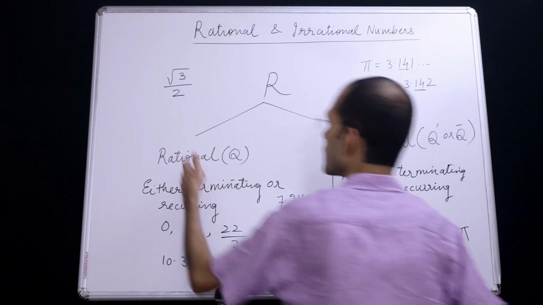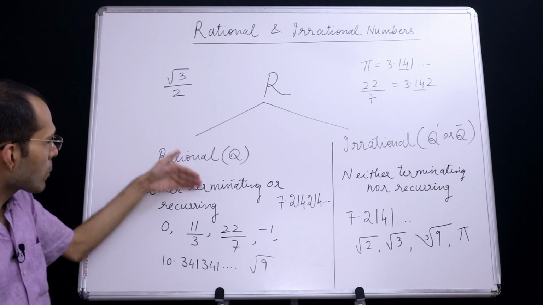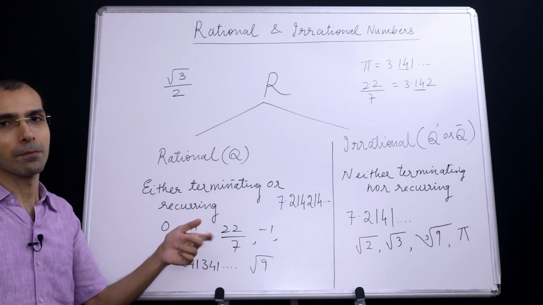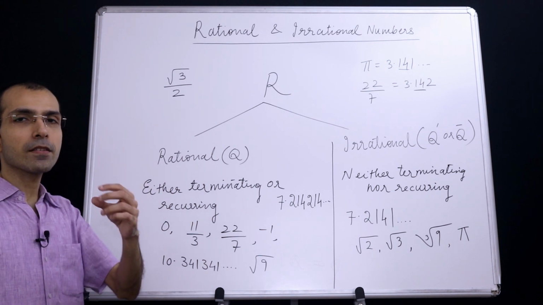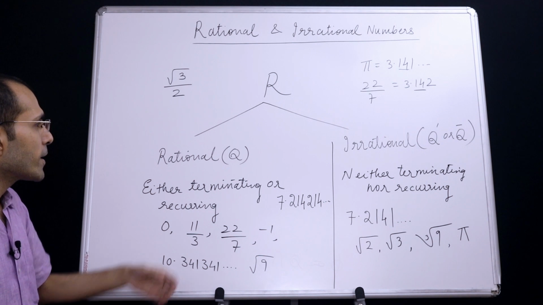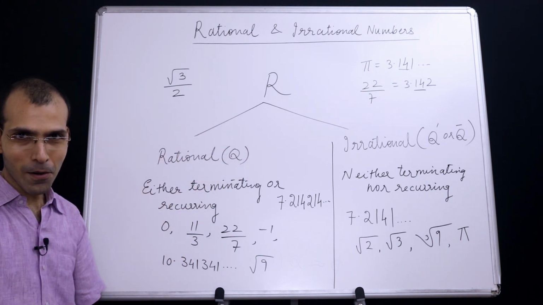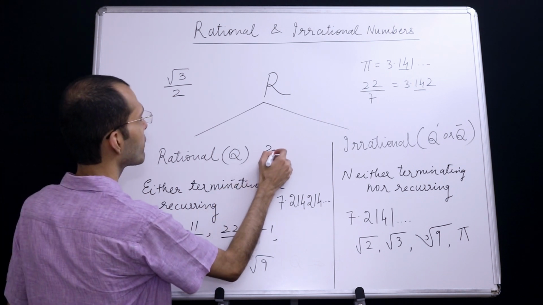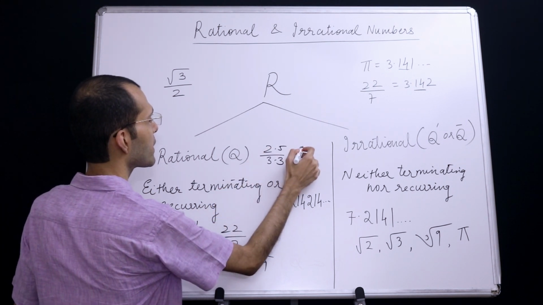Now coming back to this, there is one more way in which you can understand rational numbers. Any number which can be expressed in the form of a fraction, p by q, where the numerator and denominator both can be expressed as integers. Example: 2.5 divided by 3.3. This can be expressed as a fraction.